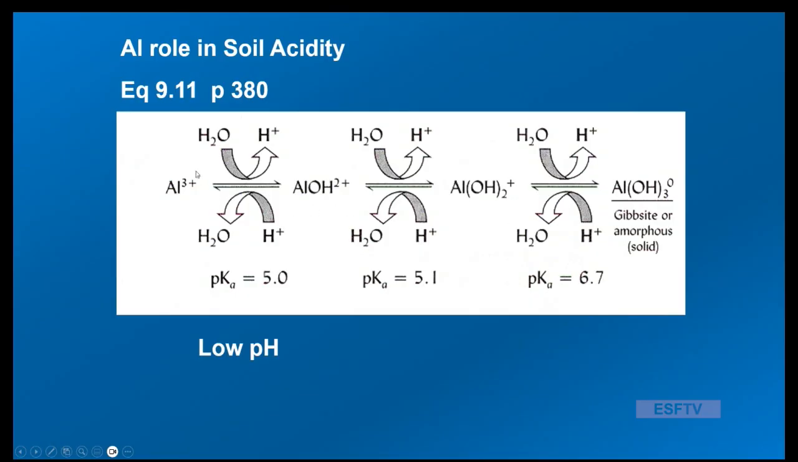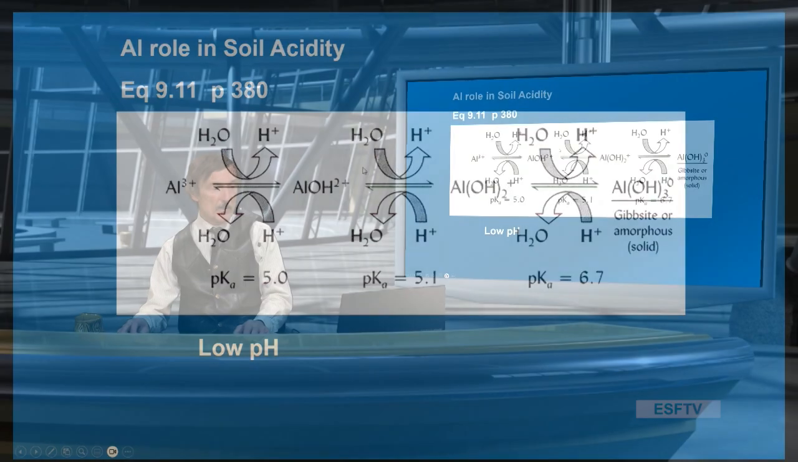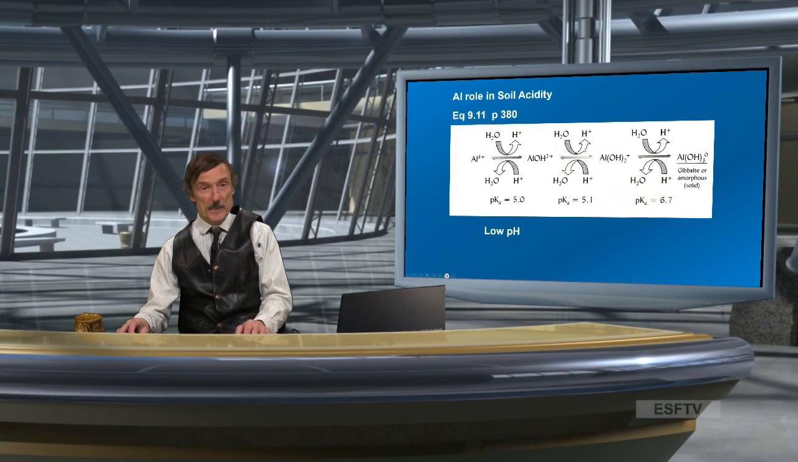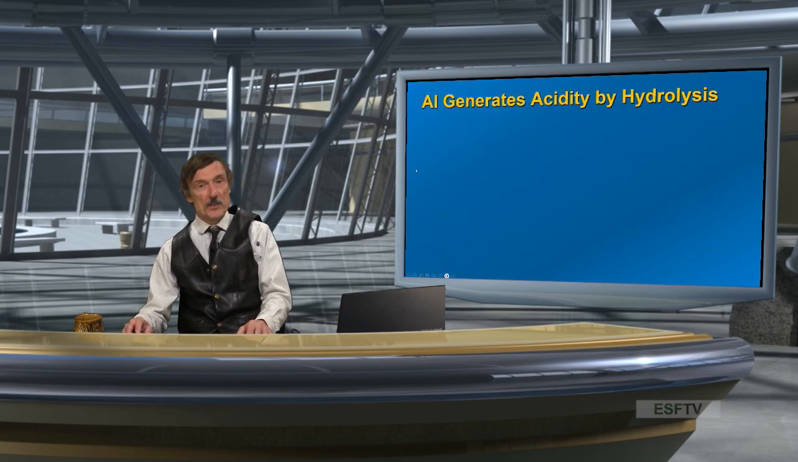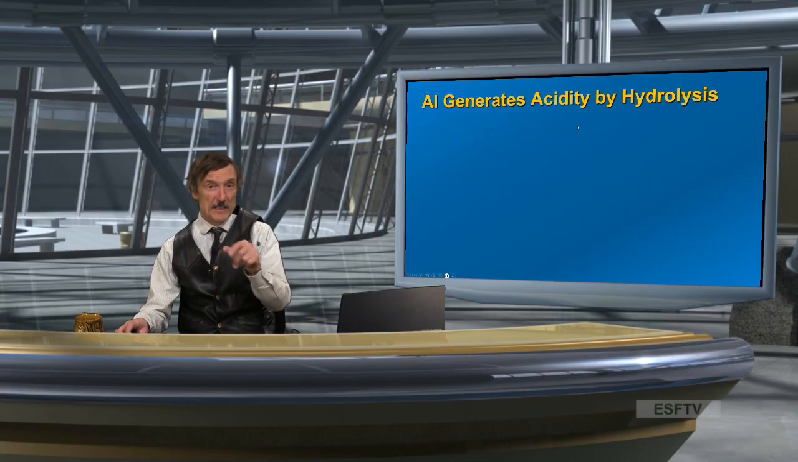So acid conditions, Al +3 is generating H+. A little less acid, the AlOH2+ is generating it. And a little closer to neutrality, the Al(OH)2 +1. All this contributes H+ to the soil solution. So you can see that the role of aluminum is to hydrolyze water and push out H+. So we could say that aluminum generates acidity by hydrolysis. And think back to that chain, Al +3, AlOH2+, Al(OH)2 +1.